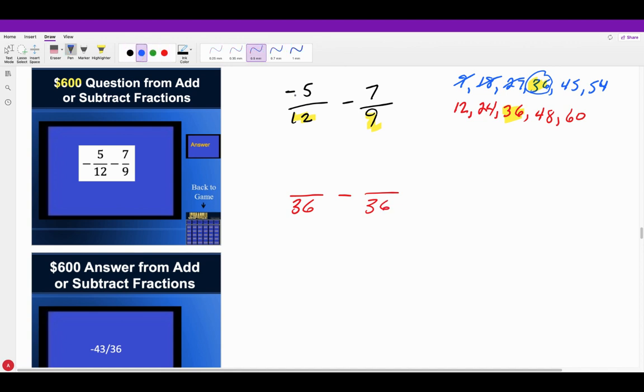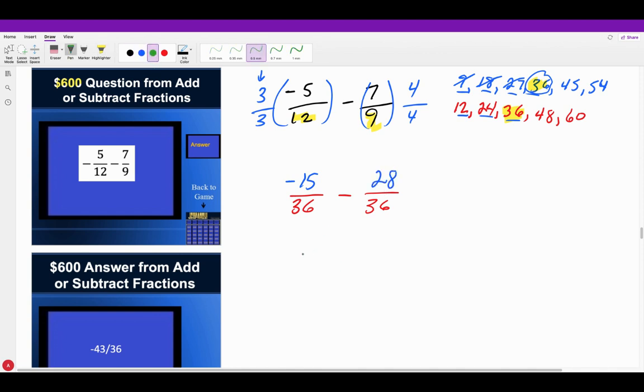So what do I need to multiply 12 by to get to 36? If you write out your multiples, you can just count 1, 2, 3. So I can write 3 over 3 because we know this is equal to 1. And 1 times any number is itself, so we're not changing its value. 3 times negative 5 is negative 15. And then 9, it's 1, 2, 3, 4. Or you just know that 9 times 4 gives me 36. So then we'll multiply by 4 over 4. 7 times 4 is 28.